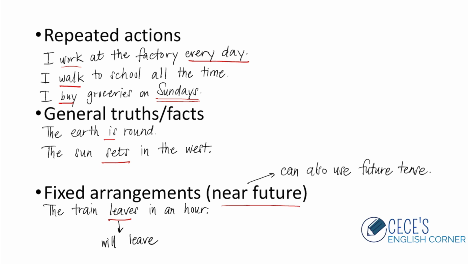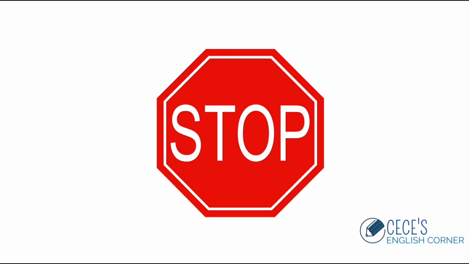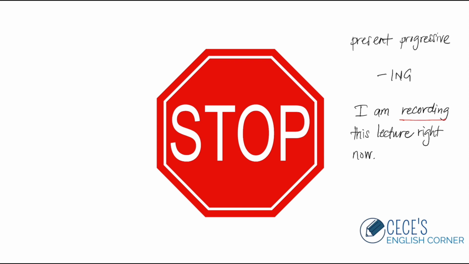Both are correct. One important thing I want to mention is that the simple present tense is not used for an action that is happening right now. For an action happening right this instant, we would use the present progressive. With the present progressive, the verb ends in ing. Here's an example. I am recording this lecture right now. The word recording is in the present progressive tense because this is an action that is happening right this instant.